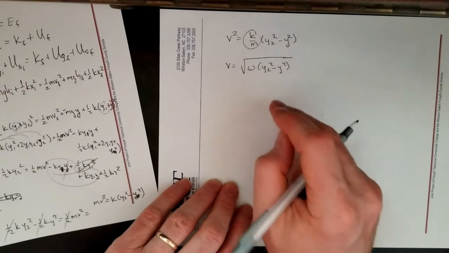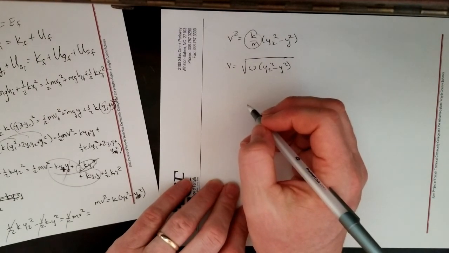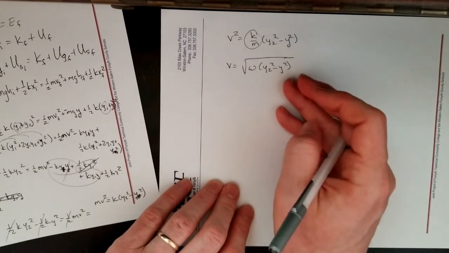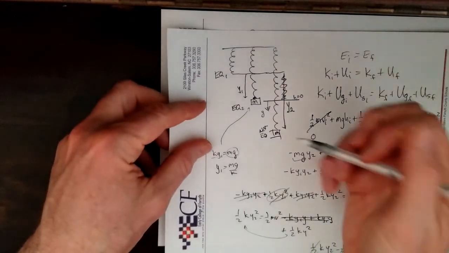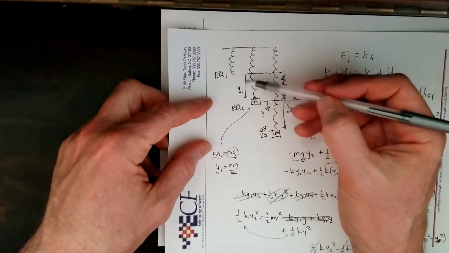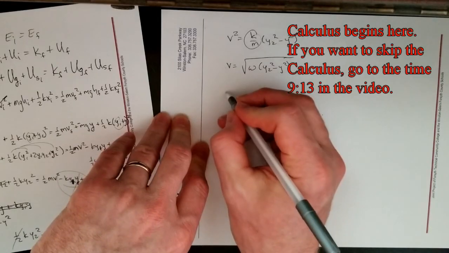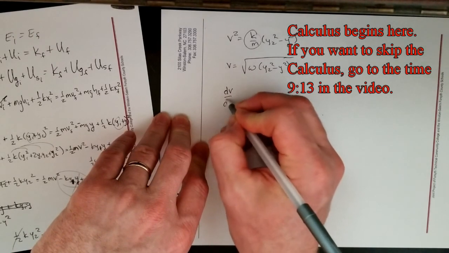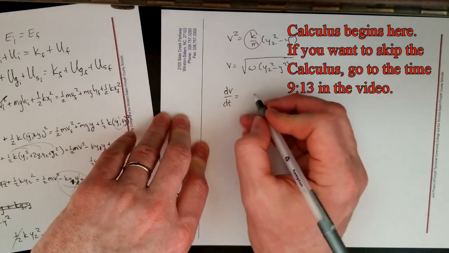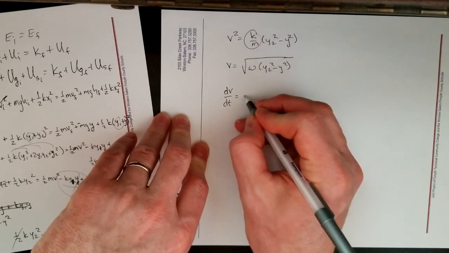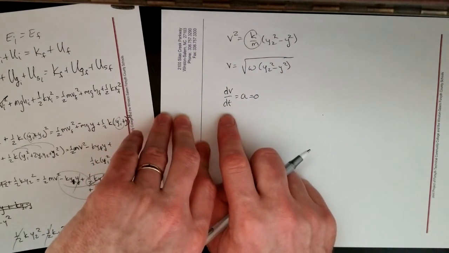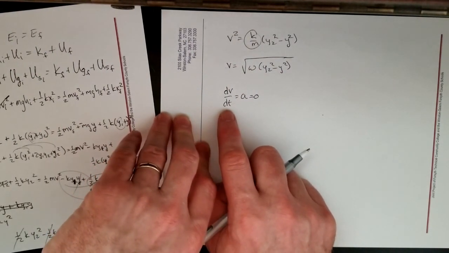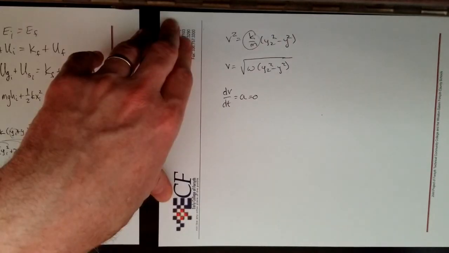If we want to figure out where does the maximum speed occur, well, already we see that the speed is not dependent upon Y1. The speed is not dependent upon how far this mass stretches from here. I know that dv/dt is equal to acceleration. And also if I'm trying to figure out where this is at a maximum, I'm taking the derivative with respect to time.